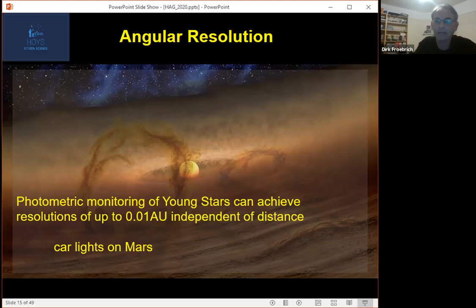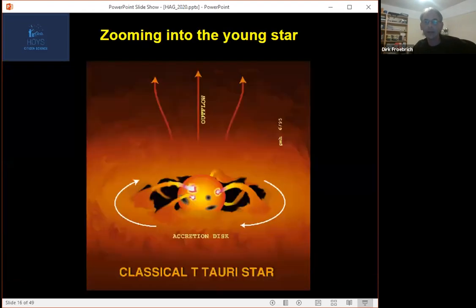So that is basically telling you how much better in terms of the resolution we can do studying the structures in those accretion disks. But we can do even smaller detail, and that is we can look actually at the star itself. So I told you that the inner part of the accretion disk, the material is falling onto the surface of the star, but it doesn't do that homogeneously.